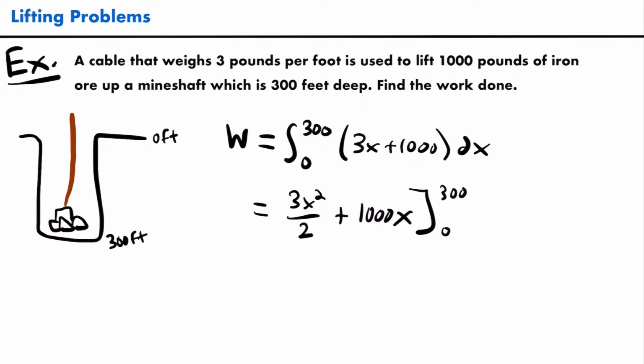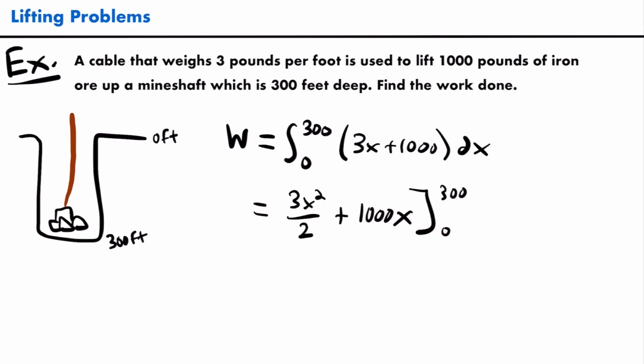Right, so we use the power rule of integration on 3x, so we add 1 to the exponent to get x squared, and then divided by that new exponent, and then the integral of 1,000, which is a constant, is equal to that constant times x, the variable of integration. And so now we can evaluate this at 300 and subtract the evaluation at 0.